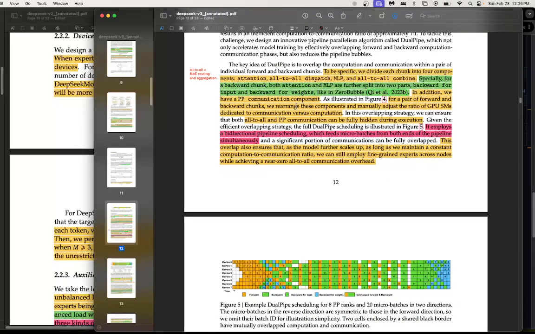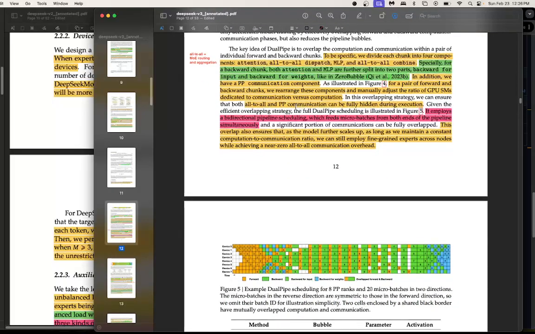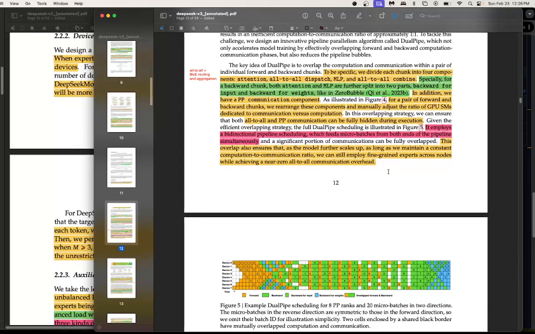So basically, when they're partitioning the model into different chunks or stages along the pipeline parallel dimension, what they're doing is dividing into 4 components: the attention, then the all-to-all dispatch of the tokens to different experts, then the MLP, which is the actual expert computation, producing the output for that expert, and then the all-to-all combine of the expert outputs. So these are communication, and these are computation.